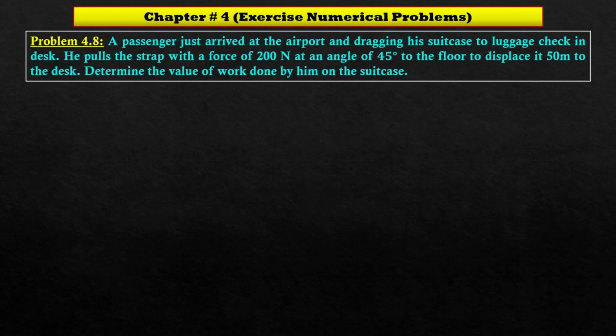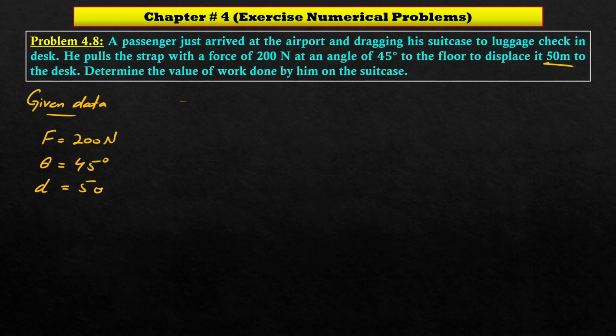लगा के at an angle of 45 degree to the floor to displace it 50 meter to the desk. तो डेस्क तक उसने जब अपने लगेज को लेके गया, उसने 50 मीटर का डिस्टेंस कवर किया, 45 डिग्री का एंगल था उसका, और 200 न्यूटन की फोर्स लगा रहा था. So given data is F is equal to 200 newton, angle theta is equal to 45 degree, and displacement covered by the passenger is 50 meter.